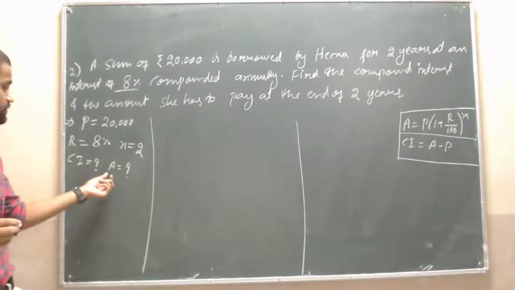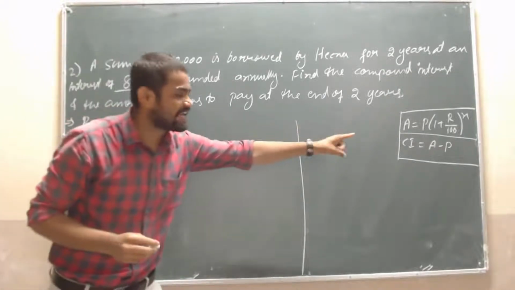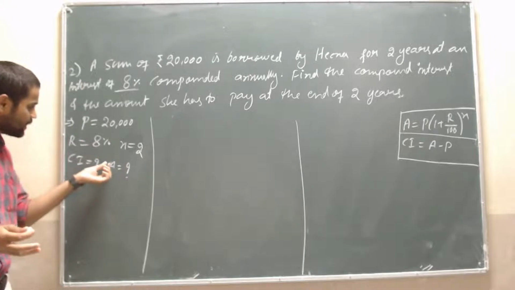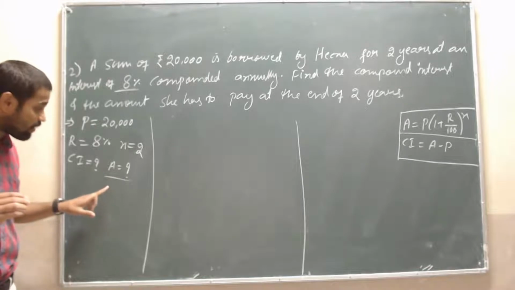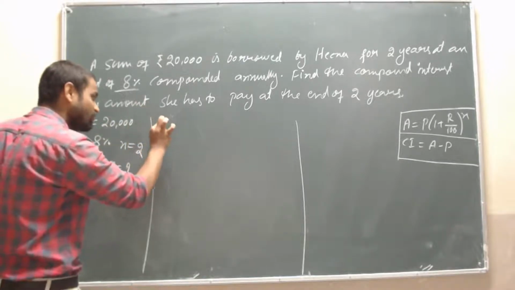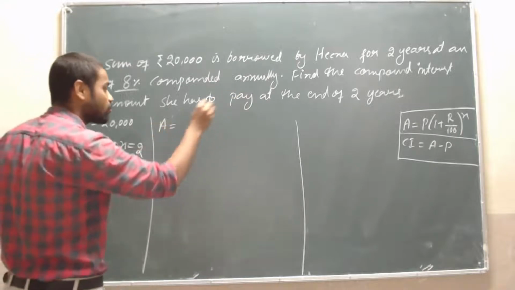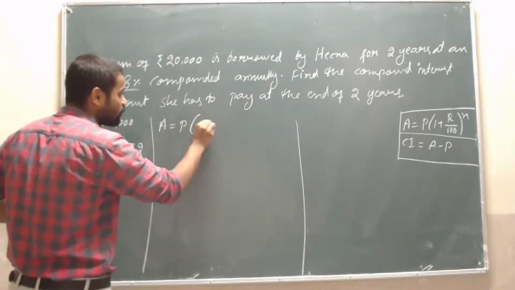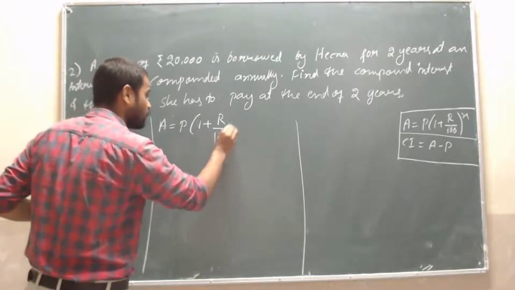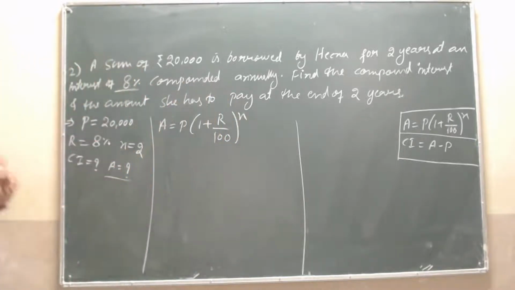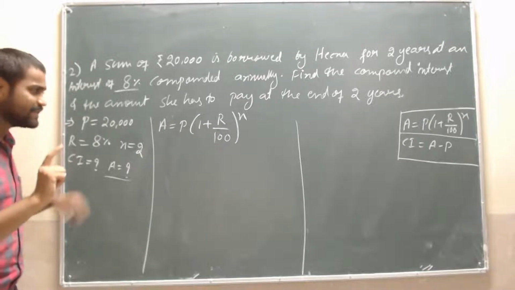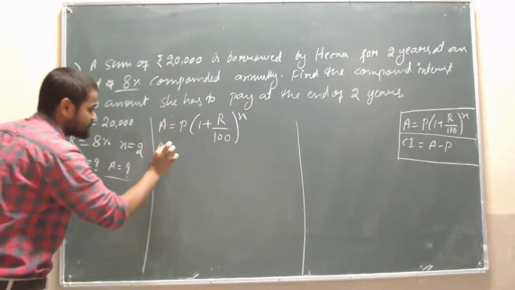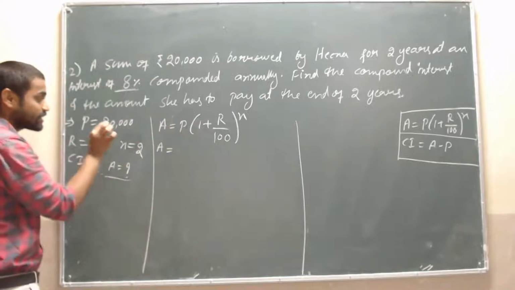Sir, the CI formula is A minus P. First of all, we don't know the value of A. That's why we have to first find out the A value. What is the formula of amount? A is equal to P of 1 plus R by 100 whole to the power of N. Is it clear? Now substitute these values in this formula. Concentrate here. Amount we don't know, students. P amount is 20,000.